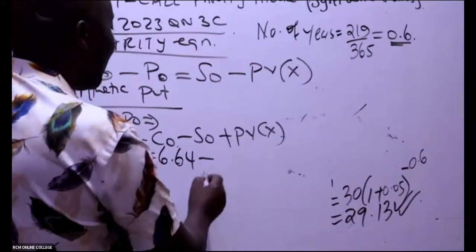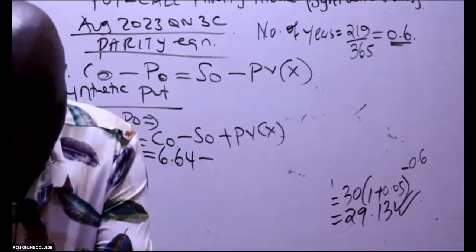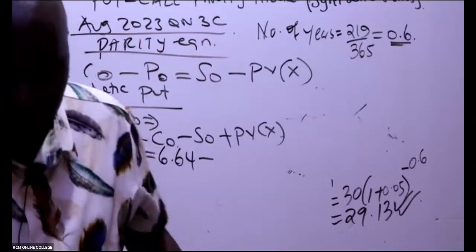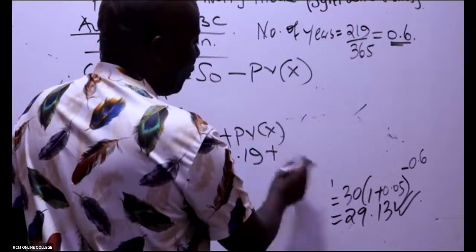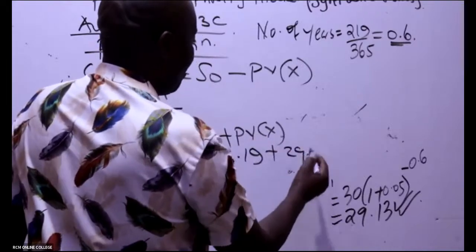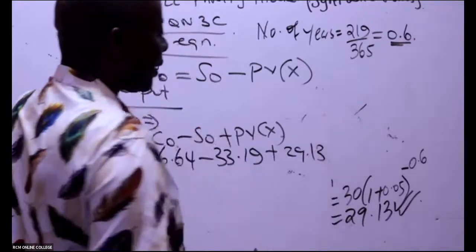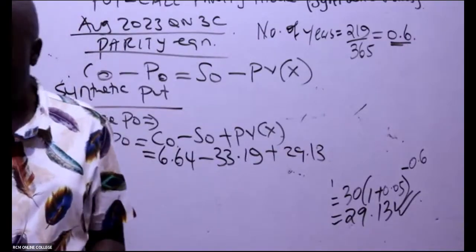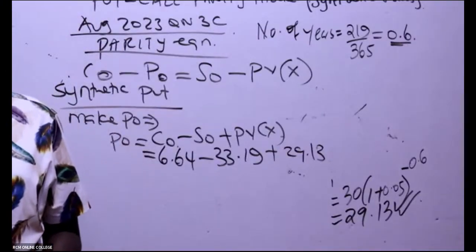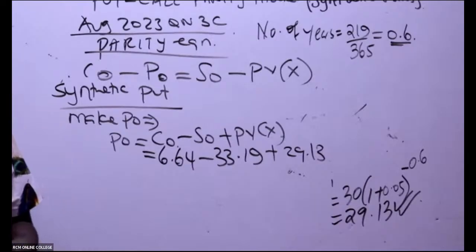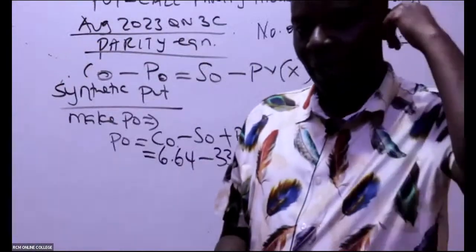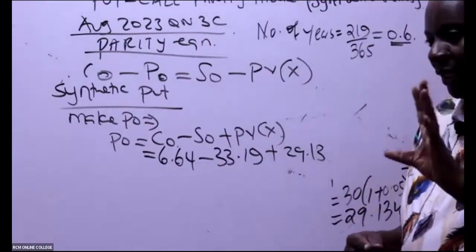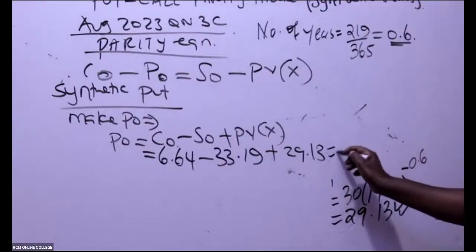6.64. Minus SO, the one given in the question, SO is 33.19. Present value of X is 29.13. So is there somebody who is able to give us this answer now? I'm being told by Lavi, I'm being told by Beauty, 2.58. Is that okay? 2.58, that is the answer. Thank you so much.